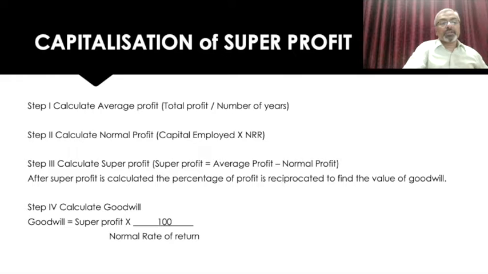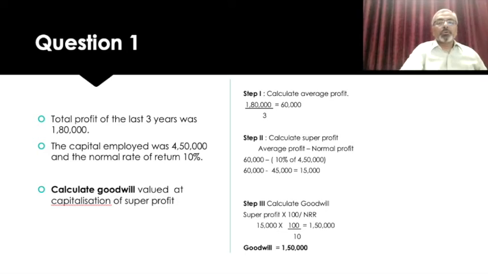After the super profit is calculated, the percentage of profit is reciprocated to find the value. So over here, goodwill is not a subtraction, it is a direct calculation of the super profit. Once we have got a super profit, whatever the rate of normal return is, we'll do the reciprocation of that to find out the goodwill. So you can see the formula, goodwill equals super profit into 100 divided by the normal rate of return. To understand the concept of super profit capitalization, let us take the help of 2 examples.